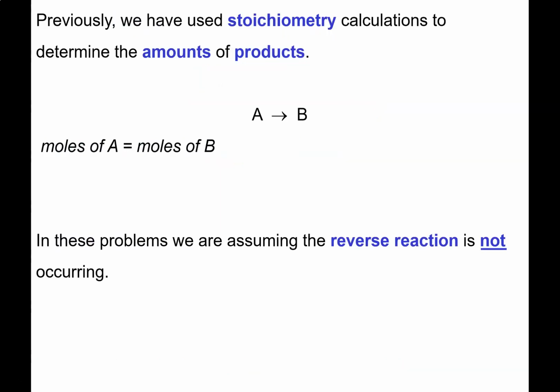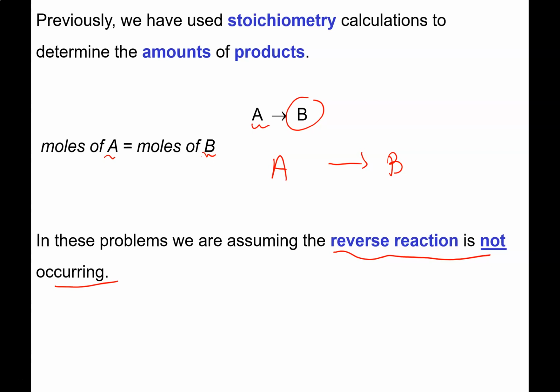So previously we had used stoichiometry to calculate the amounts of products that could be produced from a given amount of reactant. And we would say something like this. We would say that if we have a reaction where there is a one-to-one relationship between reactants and products, then the number of moles of my reactant will just be equal to my number of moles of product. In these stoichiometry type calculations, what we're assuming is that the reverse reaction is not occurring. At least we're assuming that the reverse reaction is not occurring to any significant extent.